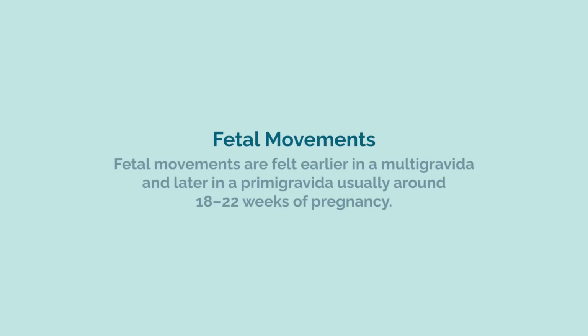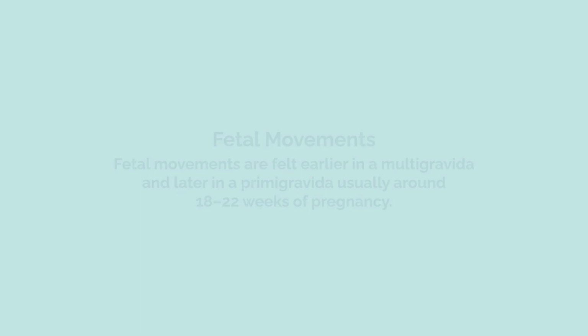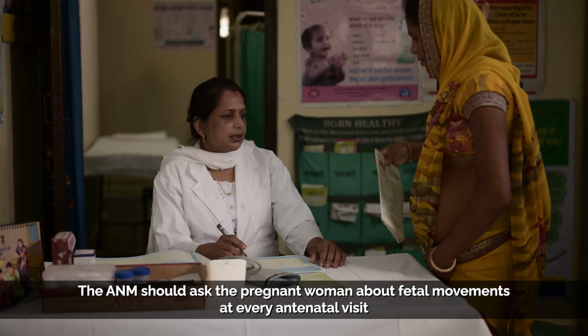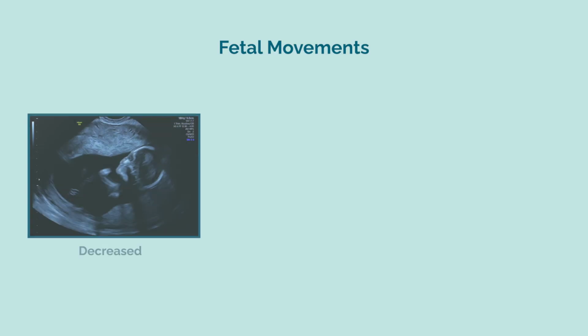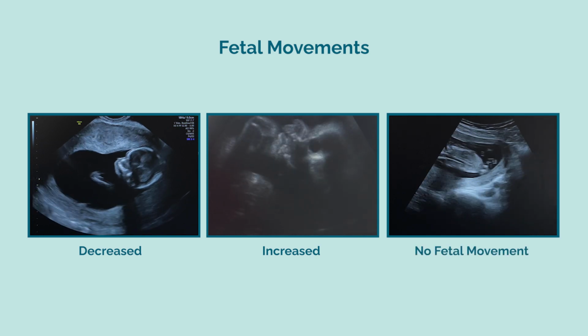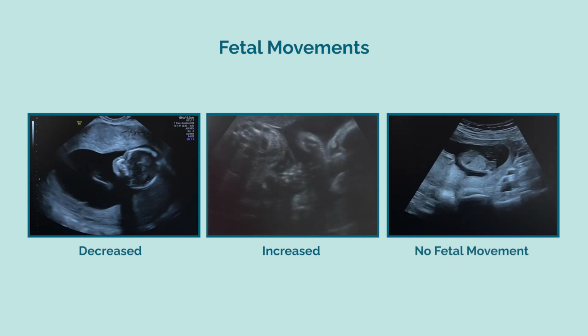Next, examine the fetal movements. Fetal movements are felt earlier in a multigravida and later in a primigravida, usually around 18 to 22 weeks of pregnancy. The ANM should ask the pregnant woman about fetal movements at every antenatal visit. A decreased, increased, or absent fetal movement could be abnormal and should be referred to the FRU.